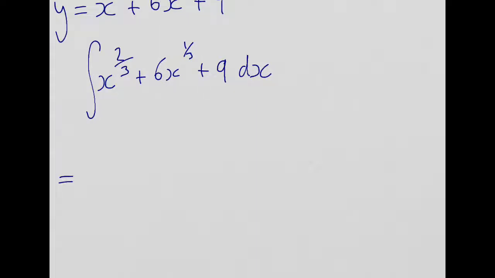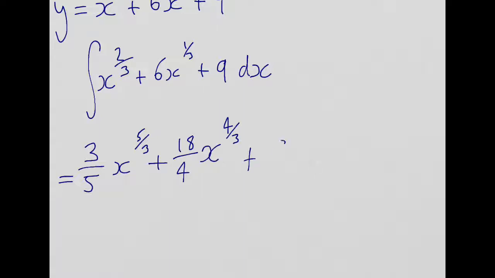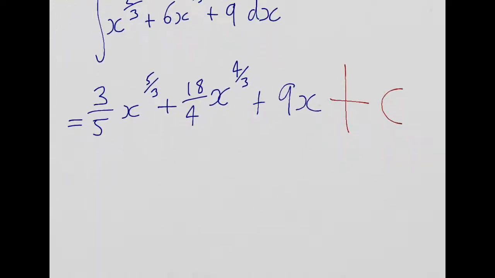So we get 3/5 x to the 5 over 3 plus 18 over 4, which you might have put as 9 over 2, x to the 4 over 3 plus 9x. What I've got, we have to add c when we're doing indefinite integration. What that means is if you don't have a number there and a number there, you have to put c because you don't know what the original function was that you differentiated. And again, you can just simplify that to 9 over 2. There we go, so that's your final answer.